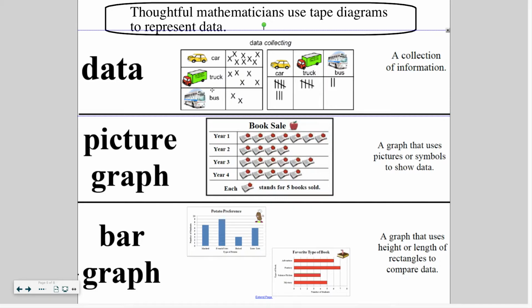Honestly, I really like this module because I think data is a really fun math concept that is easy to learn and easy to teach and just fun to do. So let's start with the learning intention.